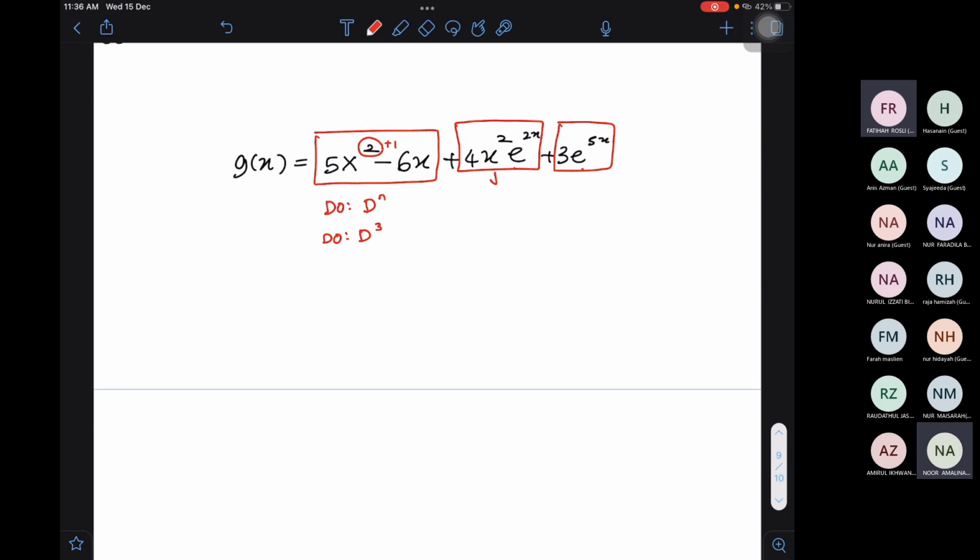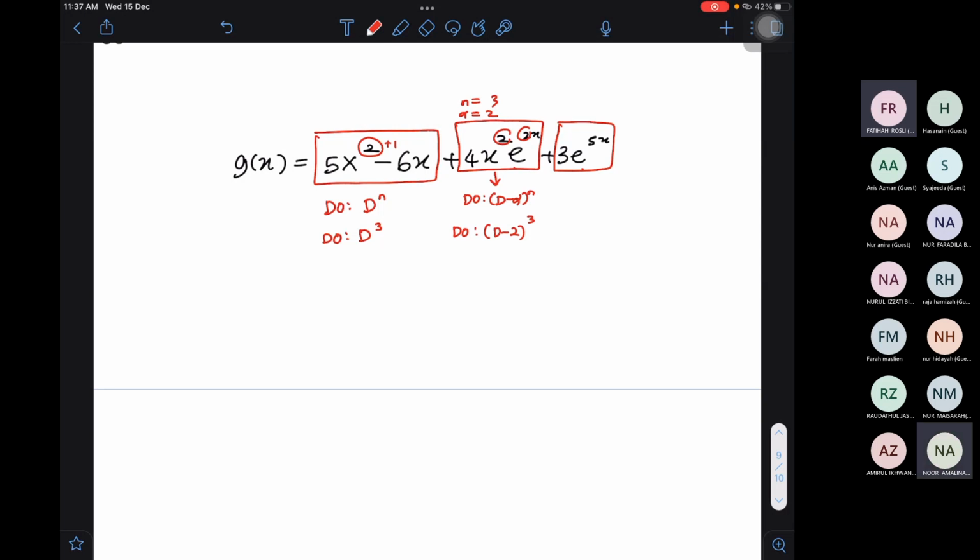Yang ini adalah eksponen dengan polinomial. So untuk eksponen dengan polinomial, differential operator dia adalah d minus alpha kuasa n. So n kita adalah 3, 2 tambah 1, dan alpha kita adalah 2. So kita punya differential operator adalah d minus 2 power 3.